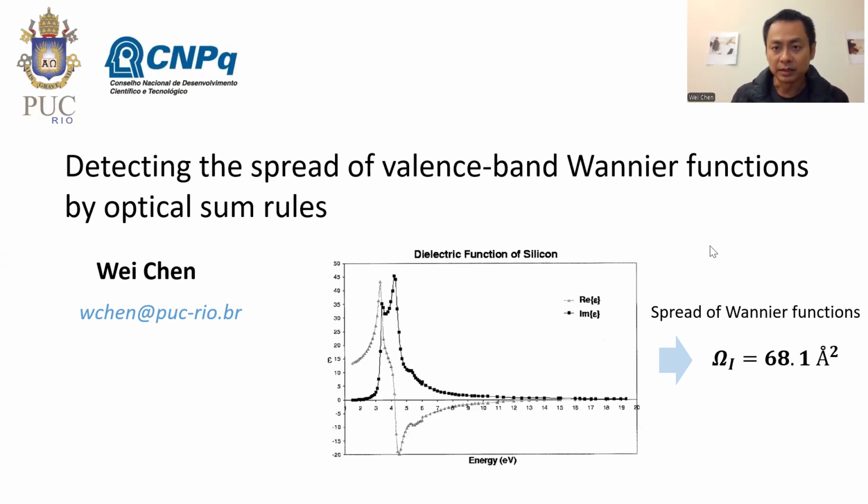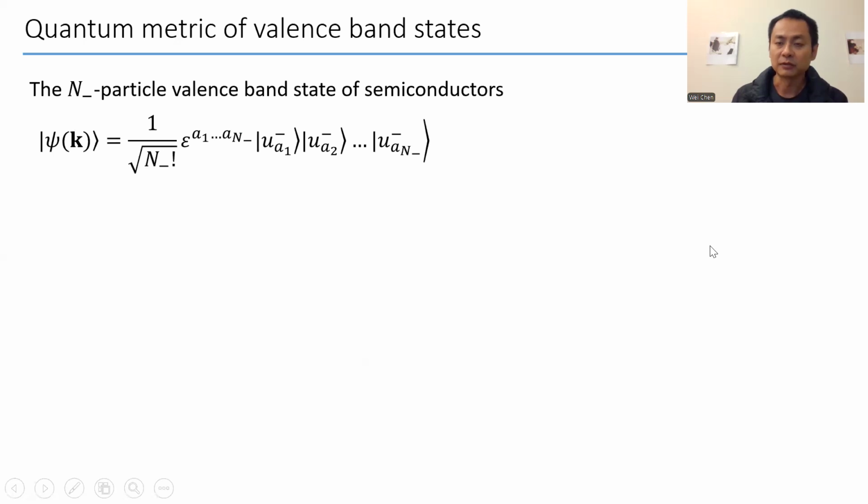Now, this issue of the spread of Wannier function is very intimately related to the notion of quantum metric. So let us first discuss what is the quantum metric. And also, this is a very hot topic at the moment. So consider you have a fully gapped semiconductor or insulator, and suppose you have n minus number of valence band states.